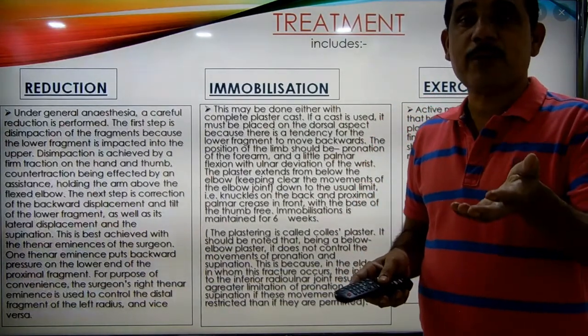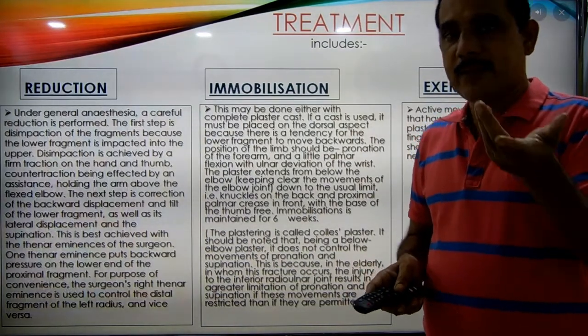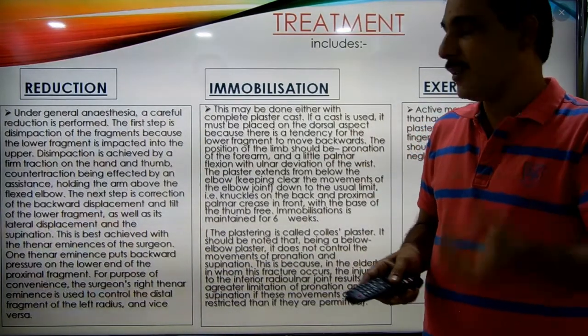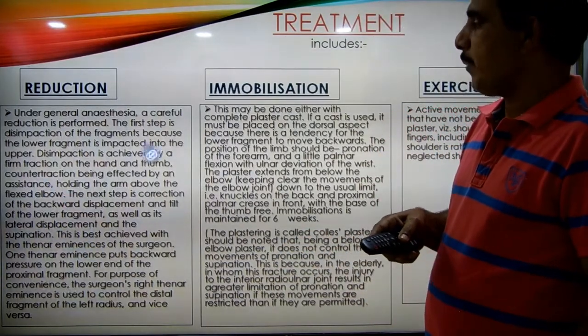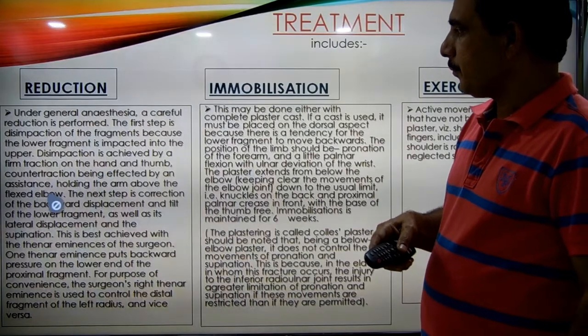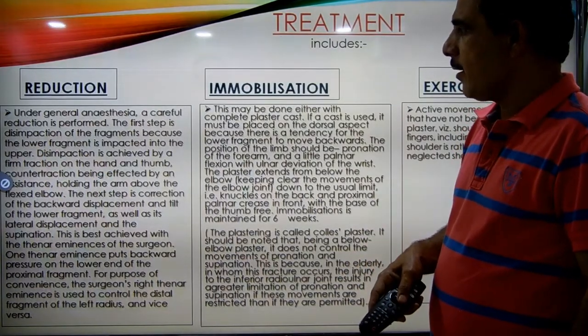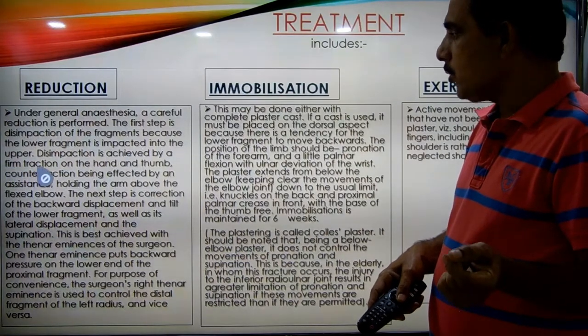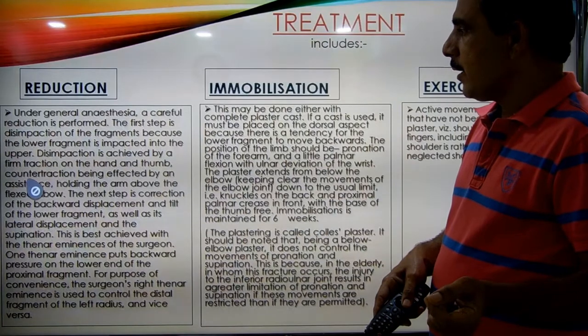But in some cases, as we have seen, in linear displacement the fragment goes upward, backward, and laterally. Then correction, that is reduction, is needed. But when the fracture is impacted, it should be disimpacted. Disimpaction is achieved by firm traction on the hand and the thumb.